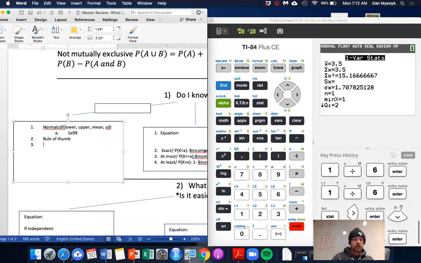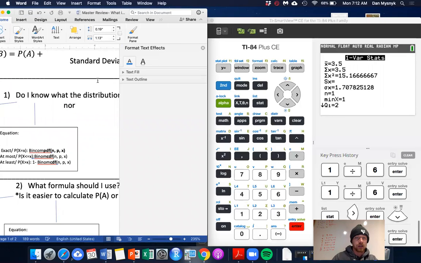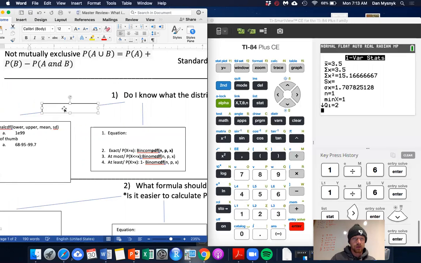The other thing you can do if it says it's normal is use your rule of thumb, which says if you go from your mean 1 standard deviation out, you get 68% of your data. If you go 2 standard deviations out, you get 95% of your data. If you go 3, you get 99.7. So again, this is if the problem tells you it is normal. If it's not normal, you're not out of luck yet.